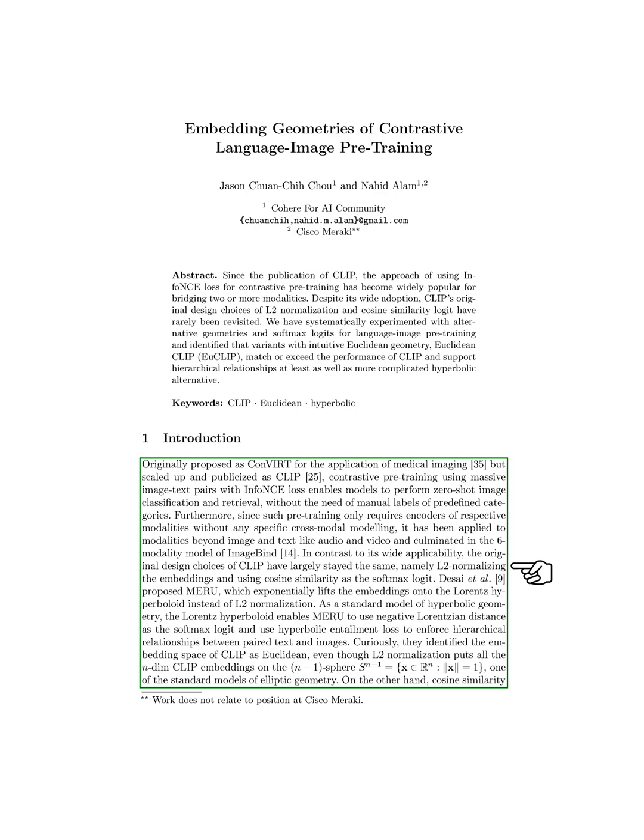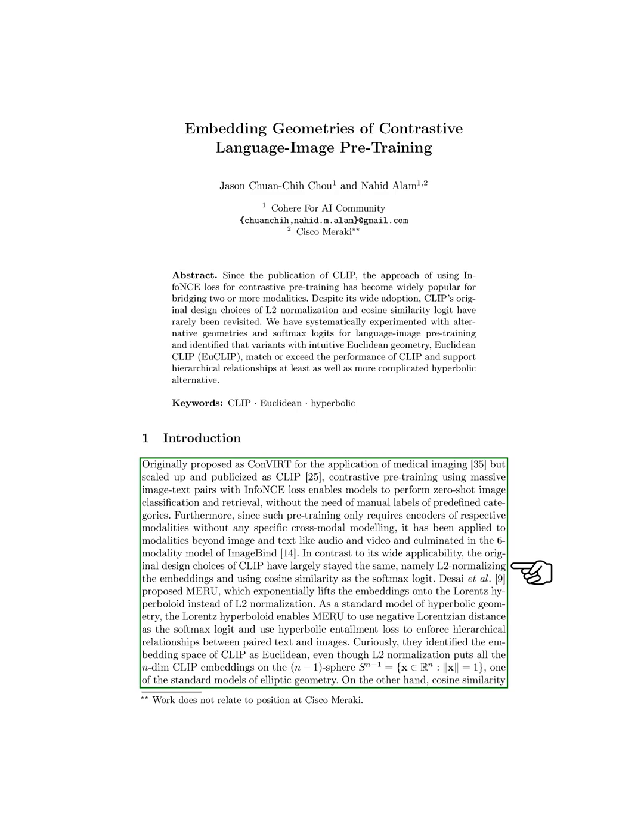Notably, this pre-training can be applied to various modalities, including audio and video, leading to the development of the six-modality model, ImageBind. Despite its versatility, CLIP's foundational design has remained largely unchanged, specifically the use of L2 normalization for embeddings and cosine similarity for softmax logits.